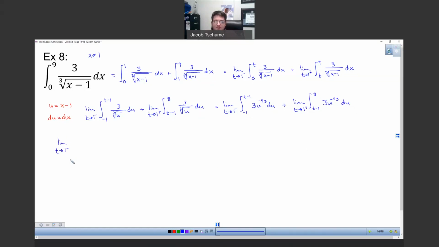So we're going to have the limit as t approaches 1 from the left of u to the 2/3. And if I multiply the 3 by the reciprocal of that, you should get 9/2, that we're going to evaluate from negative 1 to t minus 1. Plus, you're going to get the exact same integration, but with t approaching 1 from the right, of 9/2 u to the 2/3, evaluated from t minus 1 to 8.